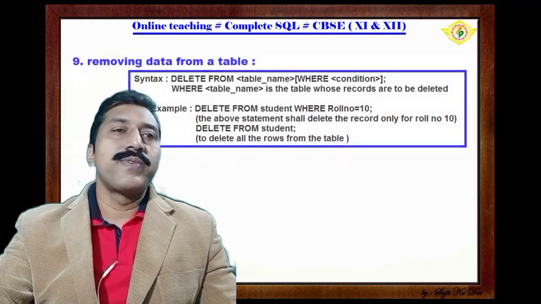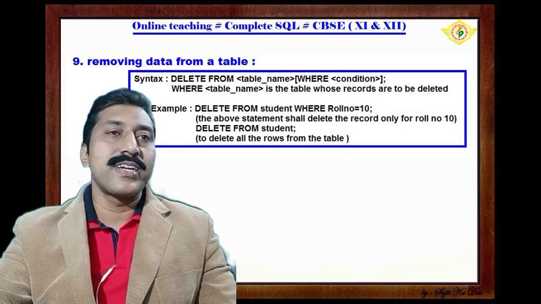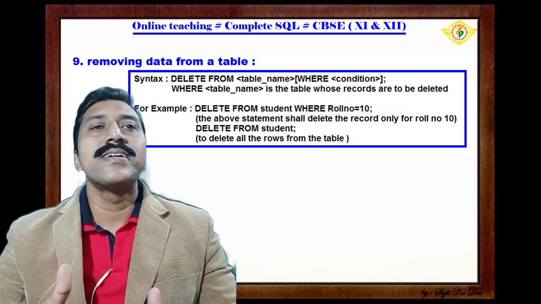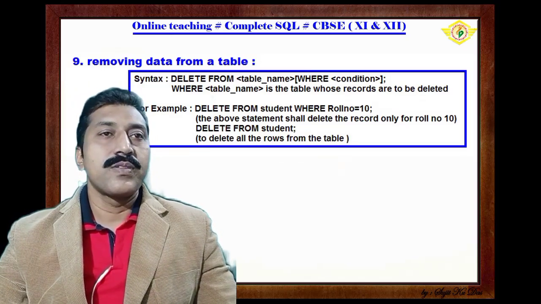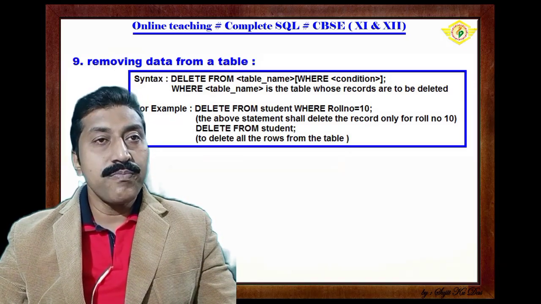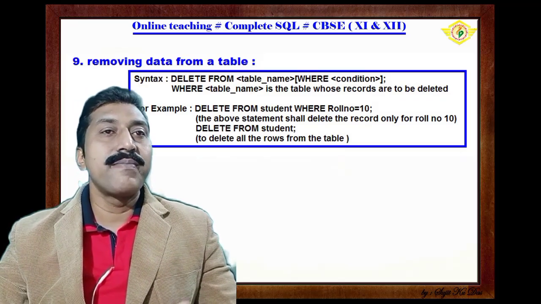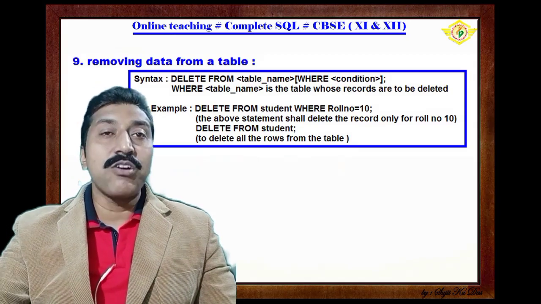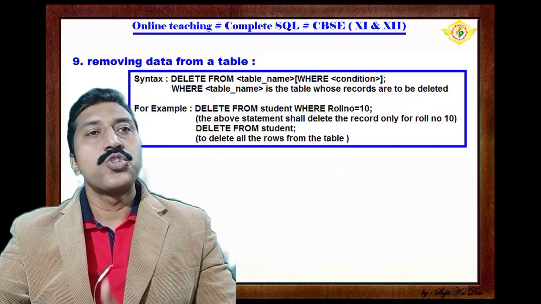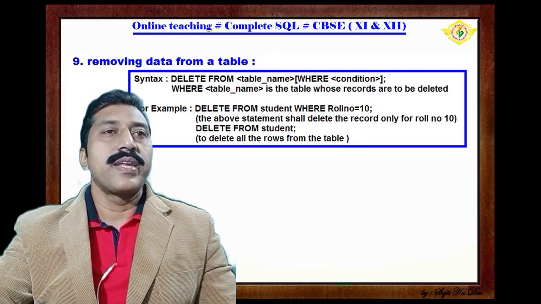Okay, next we'll discuss removing data from a table. We'll use the delete statement, DELETE, to delete rows from a table. Okay, syntax we'll see. Delete from table name where conditions. Where table name is the table whose records are to be deleted. Example we'll see. Delete from student where roll number equal to 10. Okay, next.